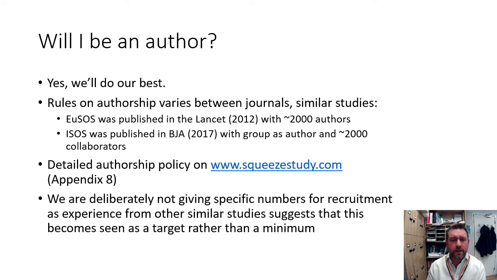So we have a detailed authorship policy that you can get from the website, which is hosted by ESAIC. The other thing to say is we're not giving specific numbers, like you have to get a certain minimum to be counted, because that tends to be treated as a target rather than a minimum. So we'll see how many you recruit, and we'll have a talk to you and bear in mind whatever factors come into play.